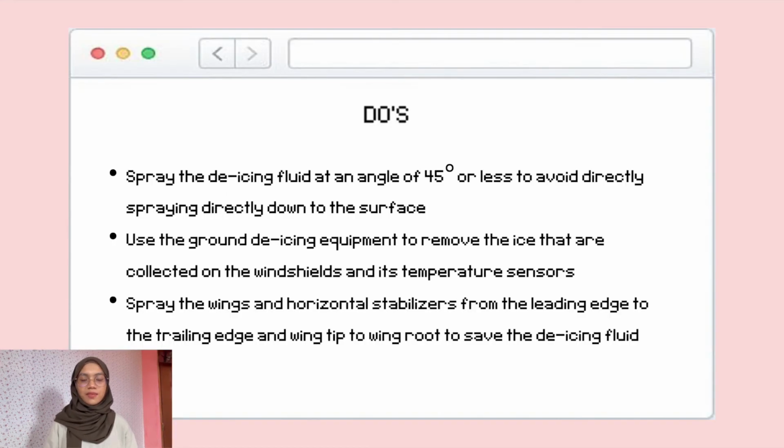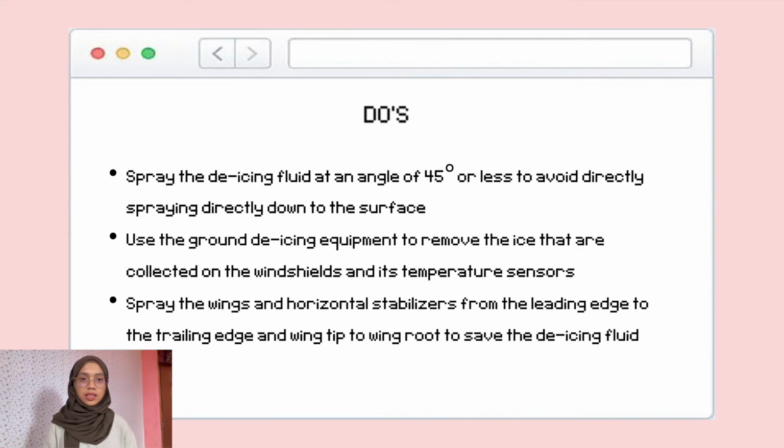My name is Dainurul Izabiti Awangjuman and I will be presenting about the do's and don'ts in de-icing. So the first do when you are de-icing an airplane is you have to make sure your angle is right. The right angle to spray the de-icing fluid is at an angle of 45 degrees or less, to avoid spraying directly towards the surface.